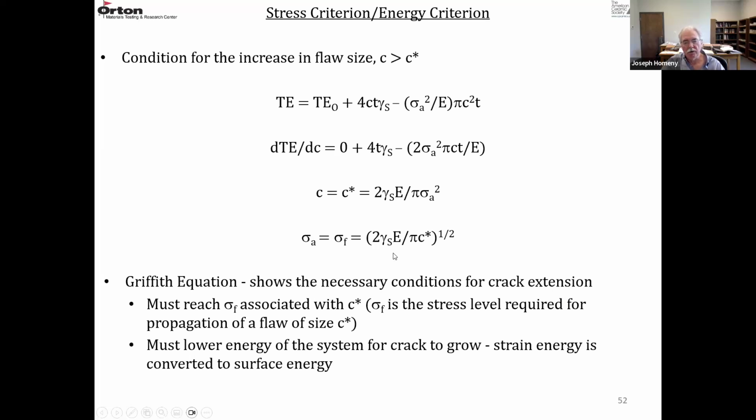So if you know the fracture surface energy and the elastic modulus, there's a critical flaw size in the material that corresponds to the strength needed to cause failure. So you must reach this critical strength, σF, that's associated with the critical flaw size. So very simply, σF is the stress level required to propagate that flaw, to grow this critical flaw size C star and cause failure. And at that point, the energy of the system is lowered. The strain energy is being converted now to the fracture surface energy.